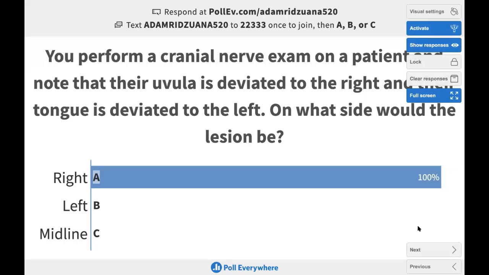Okay, so what we actually find is the uvula deviates away from the side of the lesion. So it's going to be a left lesion and the tongue deviates towards the lesion, which is always a helpful thing. And that's just reflecting whether it's contralateral. So if you think about which cranial nerves are involved, we're talking the hypoglossal nerve for the control of the tongue, which innervates ipsilaterally, and the glossopharyngeal nerve controls the palate, which innervates contralaterally. So it's actually a left-sided lesion.